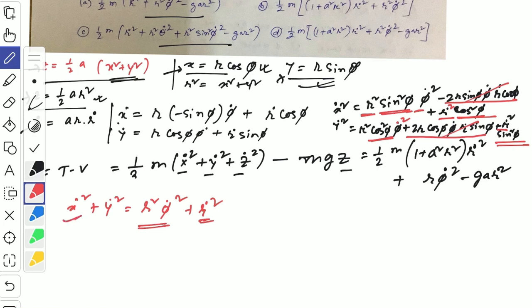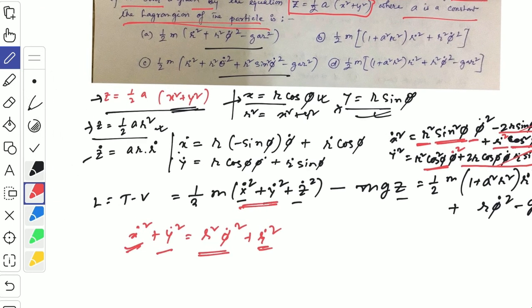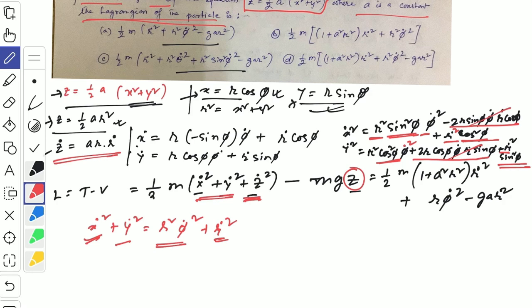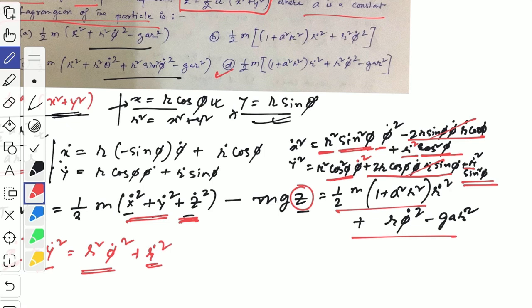Then if you put this x dot square, y dot square here, and then z dot square that we have got here, if you put the value of z here, then you will get this, and this is option D. Okay, so let me write it clearly. Half m (1 plus a square) r dot square, then r dot square plus r square theta dot square minus g a r square.